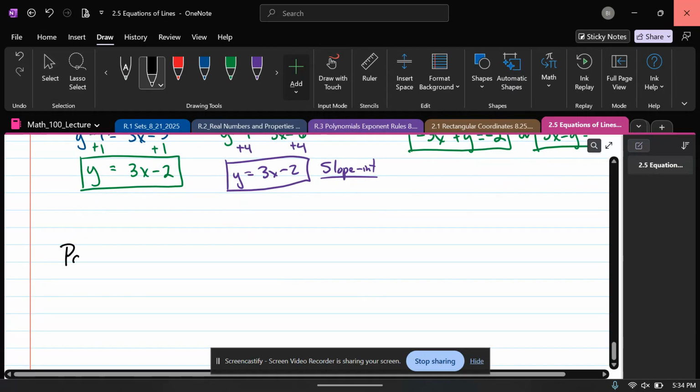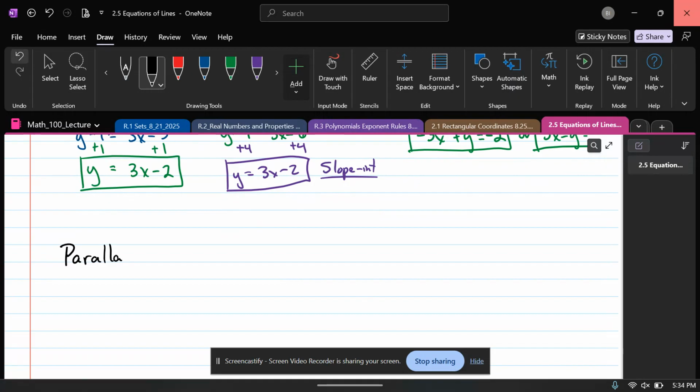Parallel lines. What can y'all tell me about parallel lines? What do you know about them? Say it again. They never meet. Okay, parallel lines never, and I'm going to use the word intersect or meet. What else do we know?